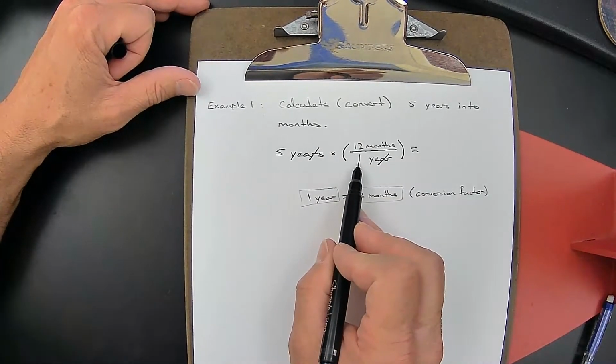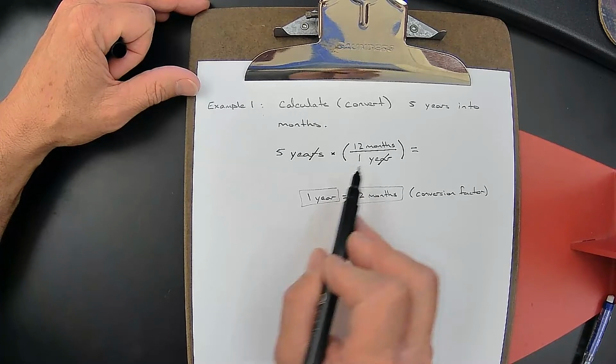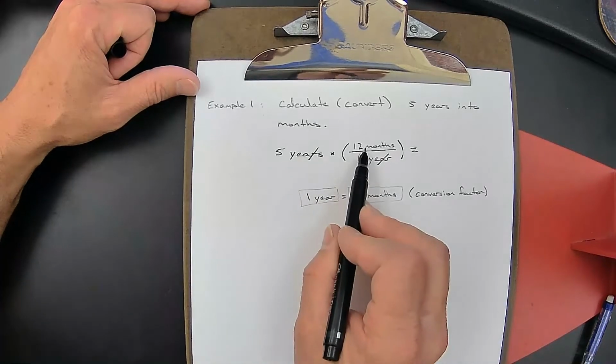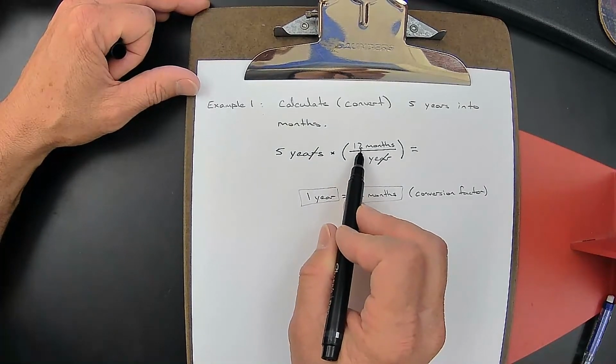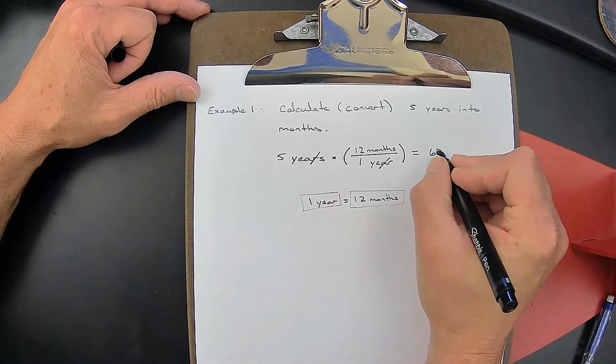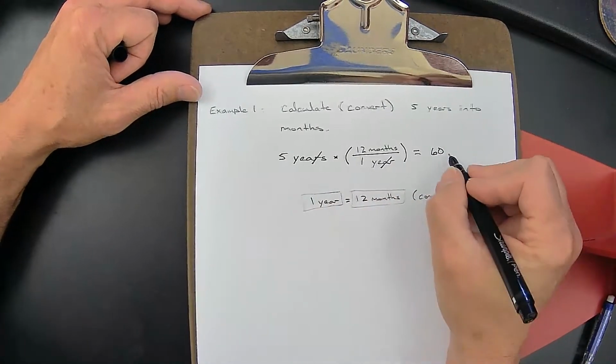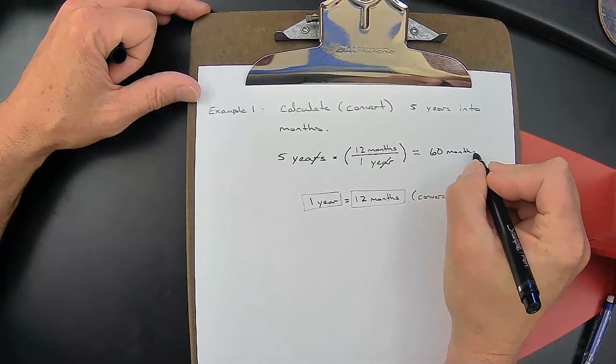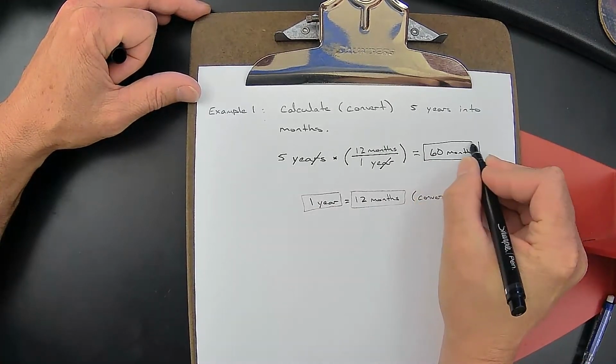The 1 on the bottom, we can divide by that, but it won't change it. So it's simply 5 times 12. Why times 12? Because 12 is on the top. 5 times 12 is 60. And the only units I have left are months. And so my answer is 60 months.